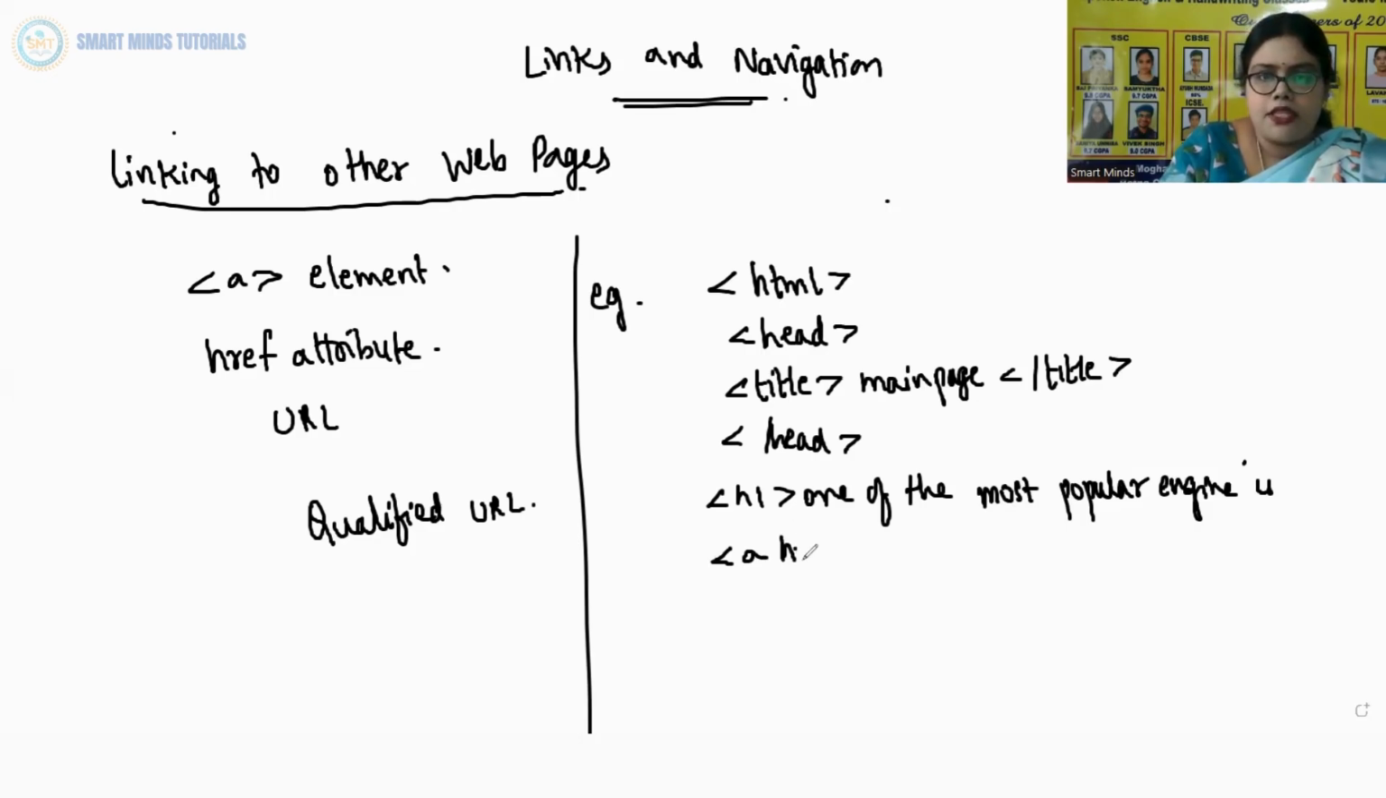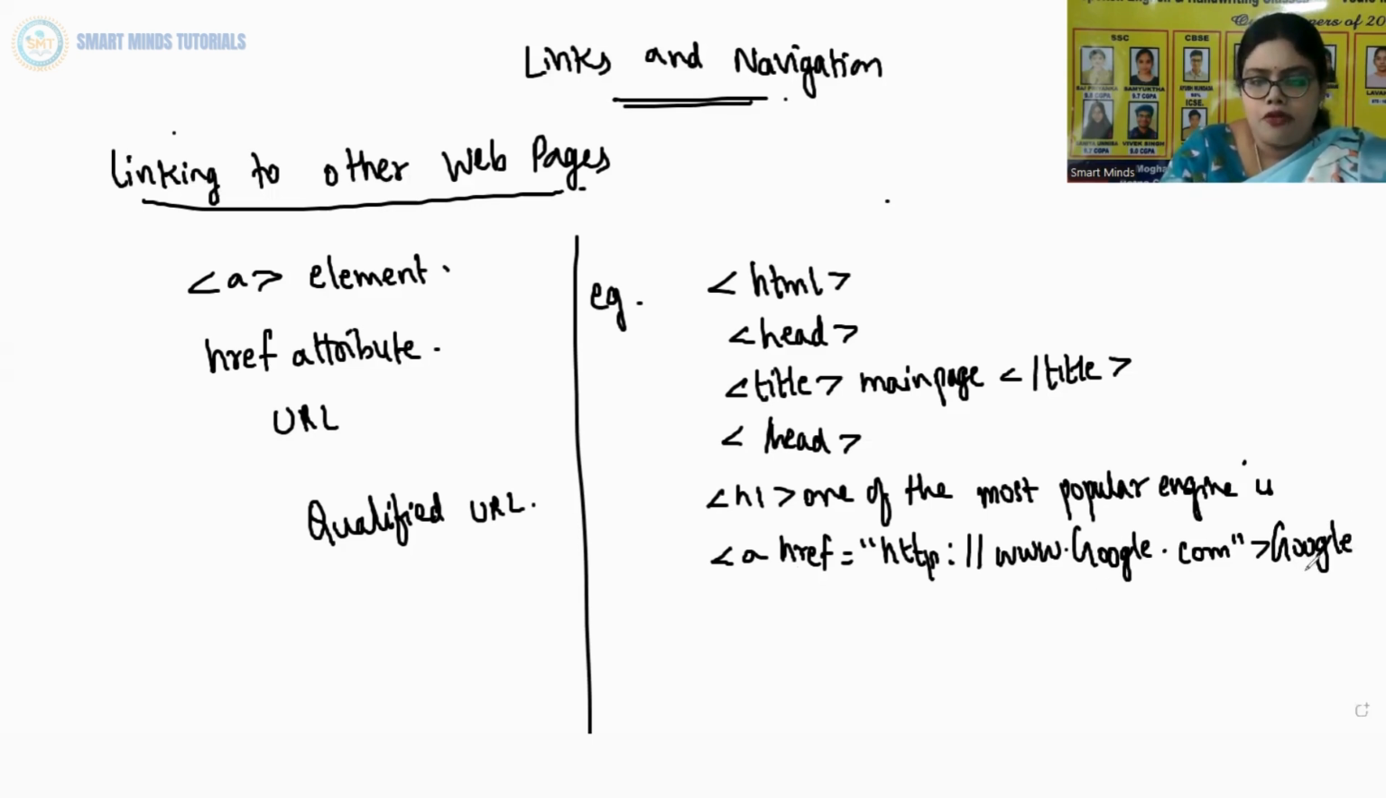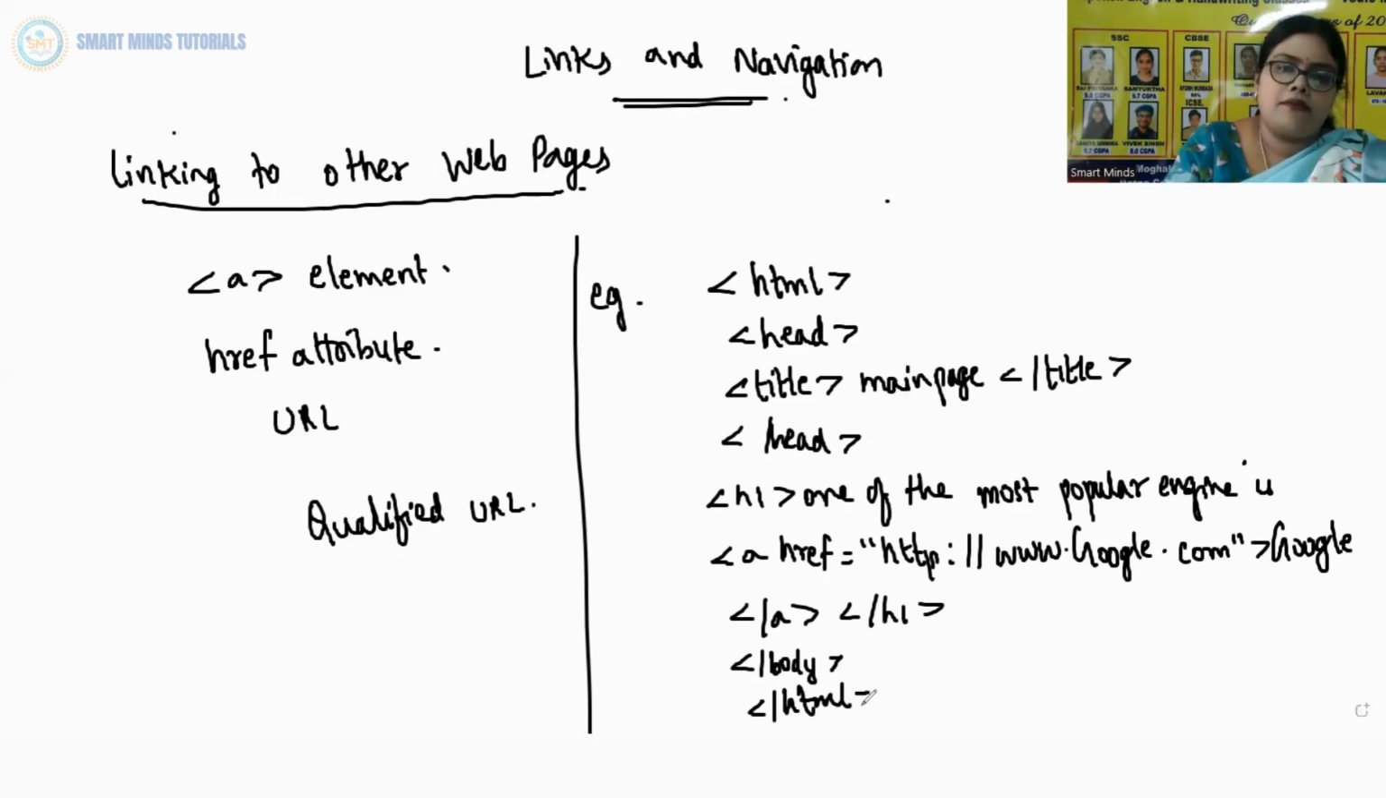tag A, href equals to, let's give a URL, http://www.google.com. Then you close this tag and you write Google. Now you close the A tag, then slash H1. Now you close the body tag and you close the HTML tag. So you have understood how we link to other web pages.